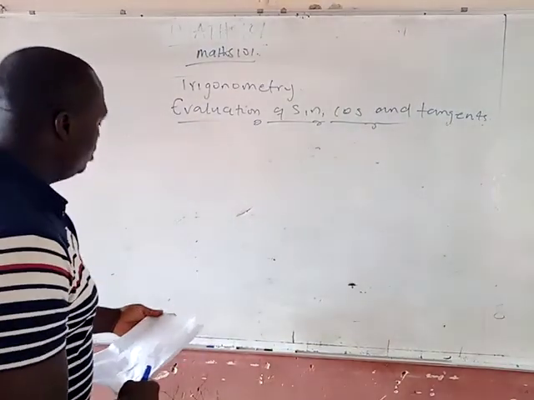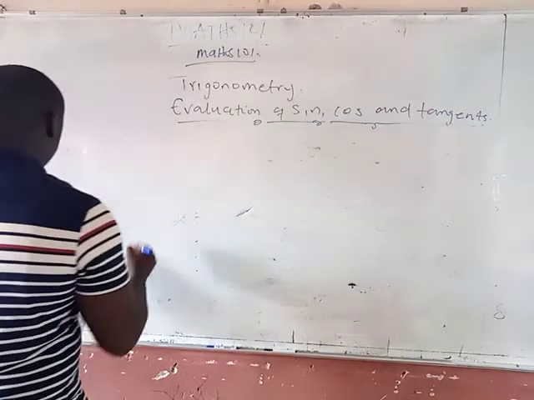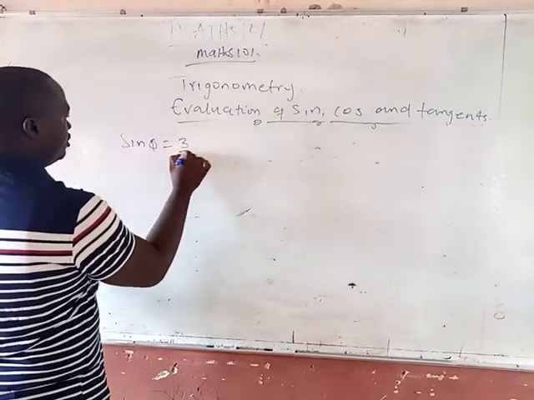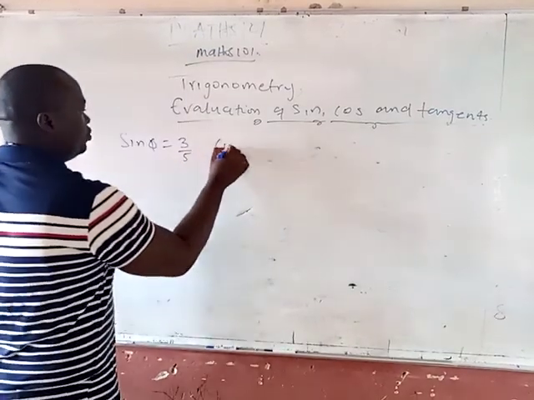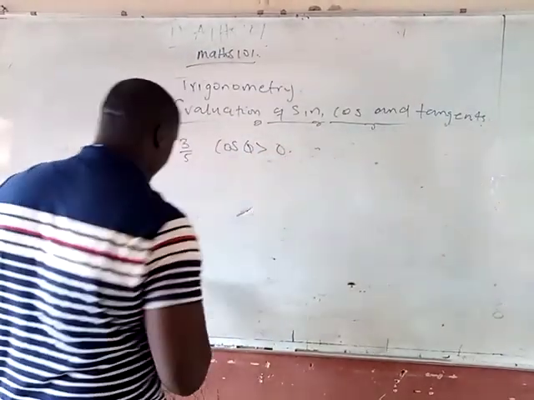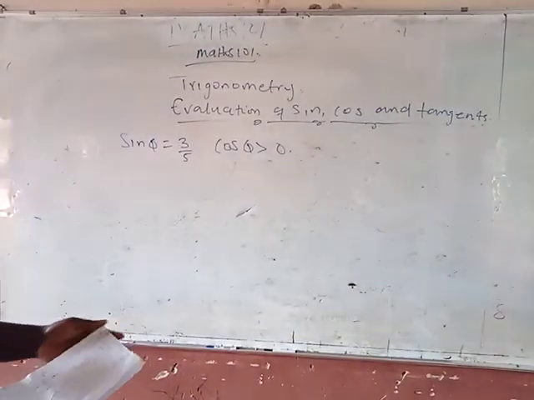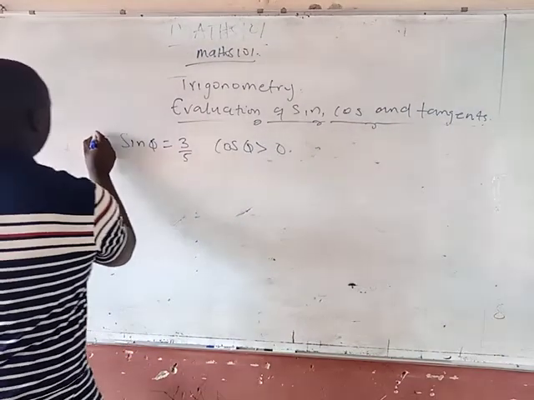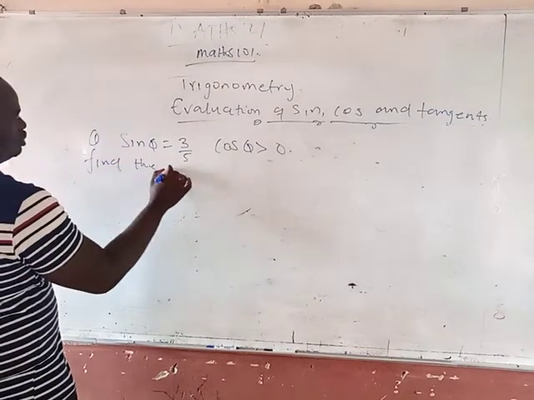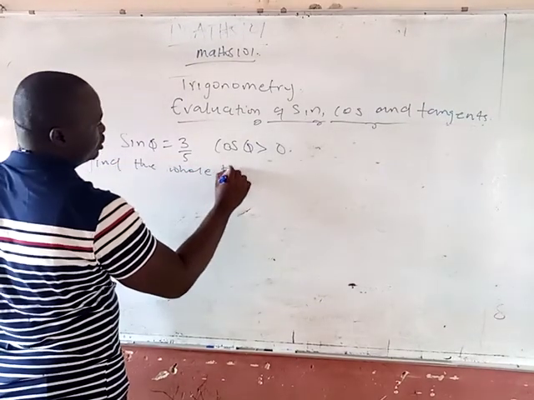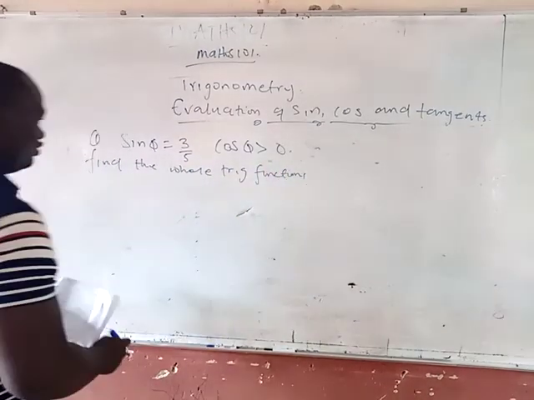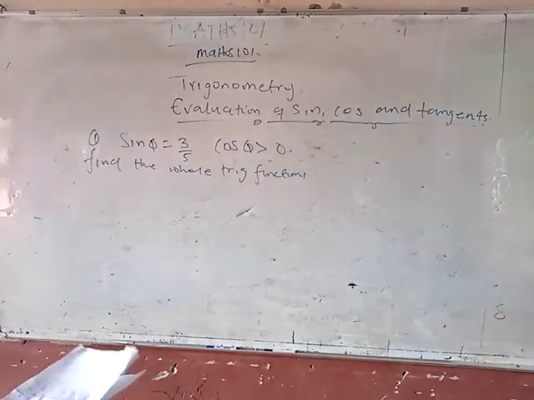Now, if I give you a question like this, I give you that sine of theta is 3 all over 5, and we have a range that cos theta is greater than 0. Now, a question may come this way: find the whole trig functions.